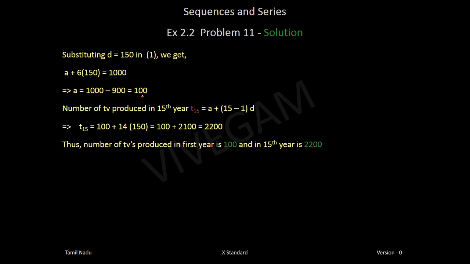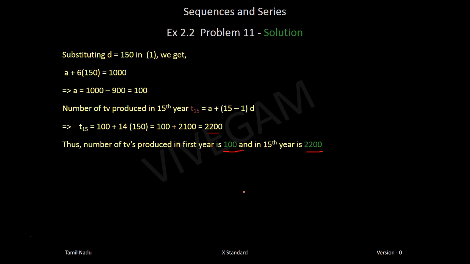So now we have the value of A. Almost three quarters of the problem is done. The value of the first term A is 100, and we know the common difference D is 150. So substitute those values in T15, that is A plus 15 minus 1 into D. So putting that value here, 100 plus 14 into 150. 14 into 150 is 2100. 2100 plus 100 is 2200. Thus, the number of TVs produced in the 15th year is 2200, and in the first year, which is A, it is 100. You got it?